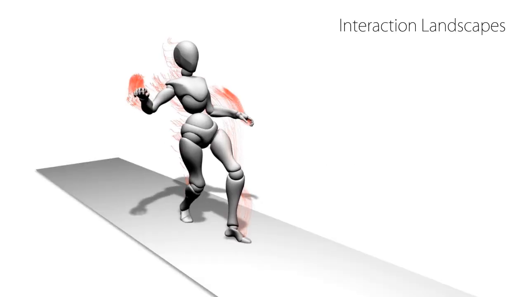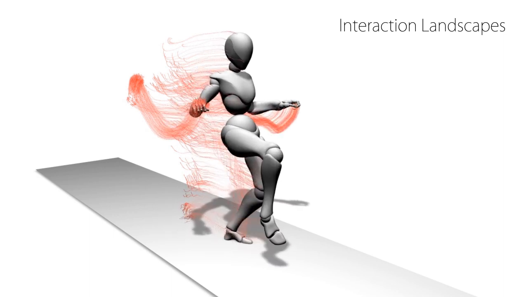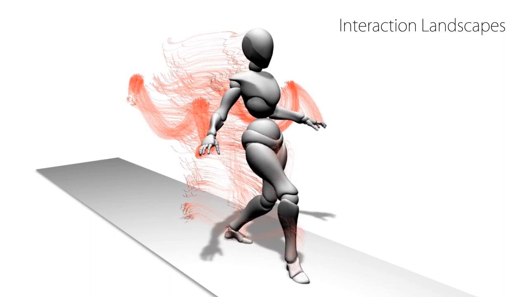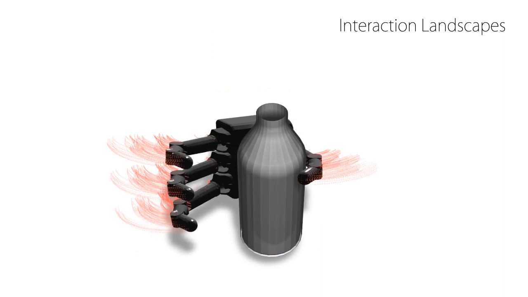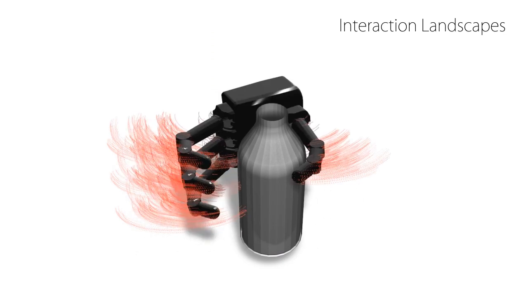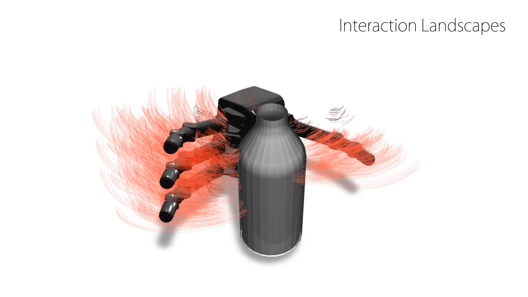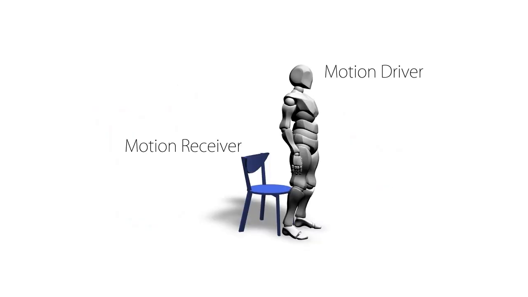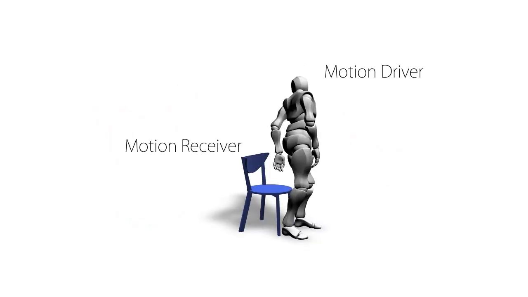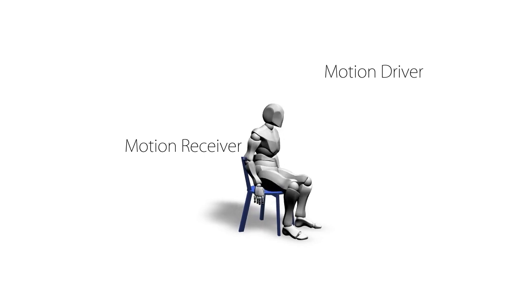We present a new general representation for proximal interactions that exploits dynamic motions for understanding objects and scenes. We track interactions and efficiently encode them to obtain a new functional descriptor for the object, its interaction landscape. We observe an active object, the so-called motion driver, performing an interaction on a passive object, the motion receiver.